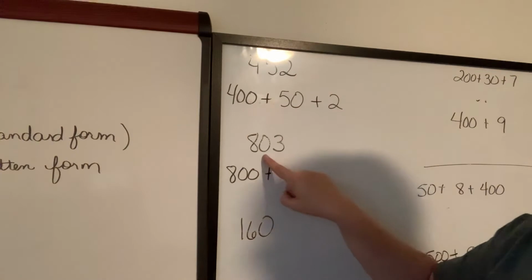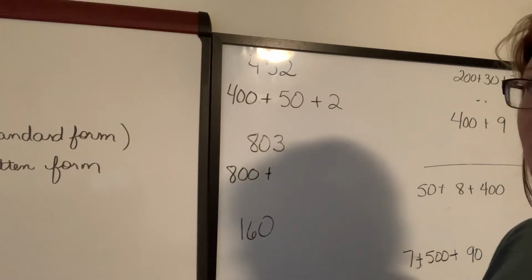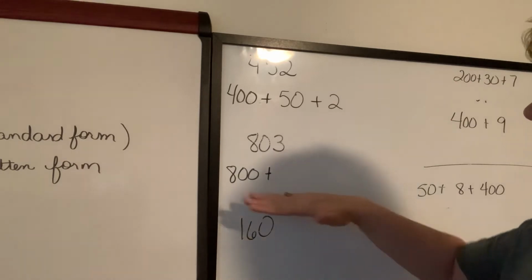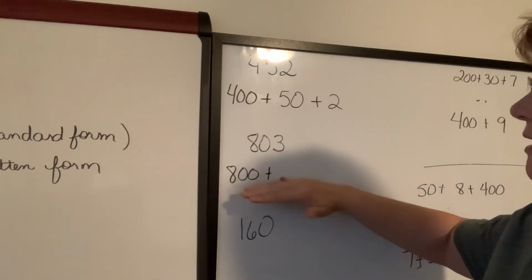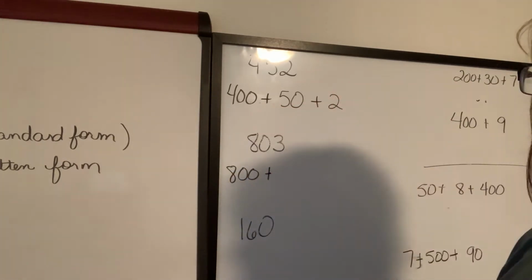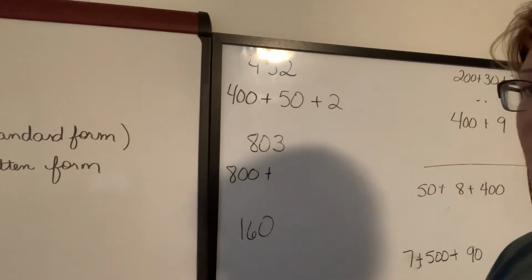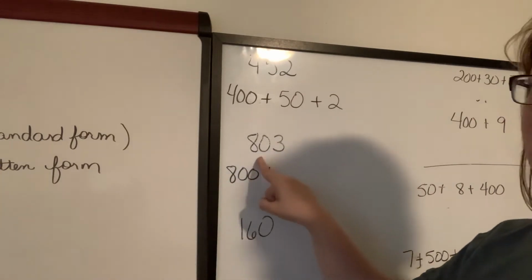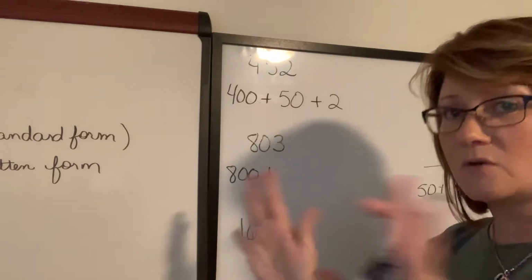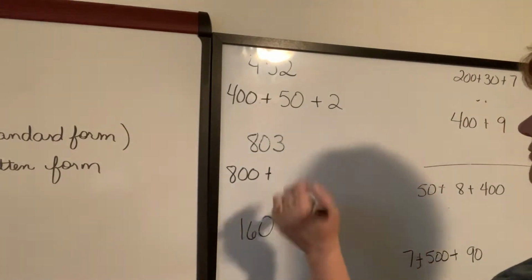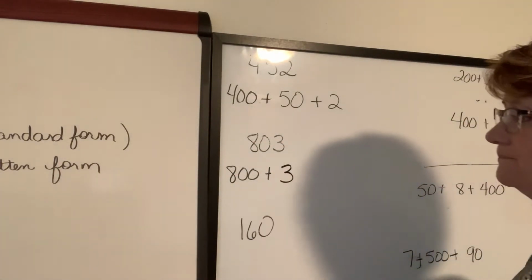Now, do I have any tens? It says I have 0 tens, so I don't even have to write that. But if I were to look at this written out and I was changing it to the standard form, I'd have to remember that I have to have a tens place, and I have to have that 0 there to represent that there are no tens, okay? But I do have 3 ones, and so I'm going to go ahead and put that there.